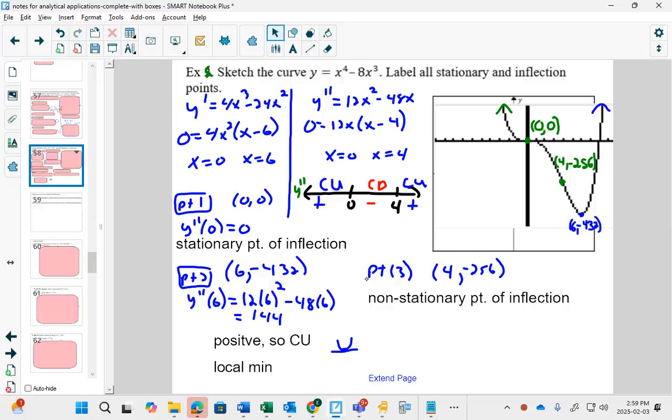So again, I skipped the first derivative test, but we could definitely add it here. You would have seen that it was negative here, decreasing, negative still, decreasing, and then positive after, increasing, which made (0, 0) a stationary point of inflection.